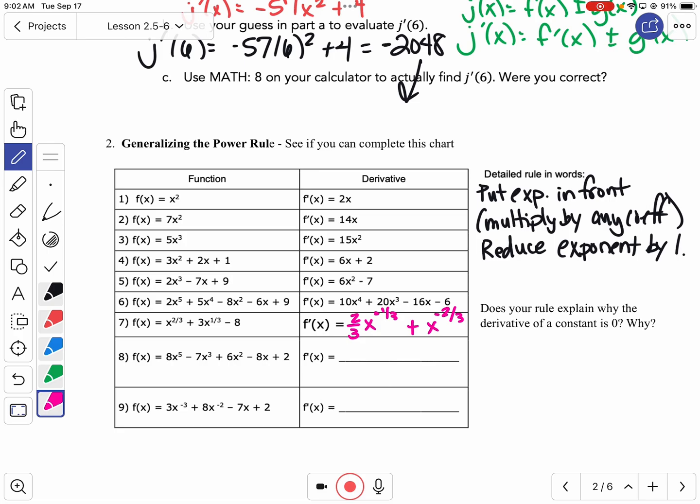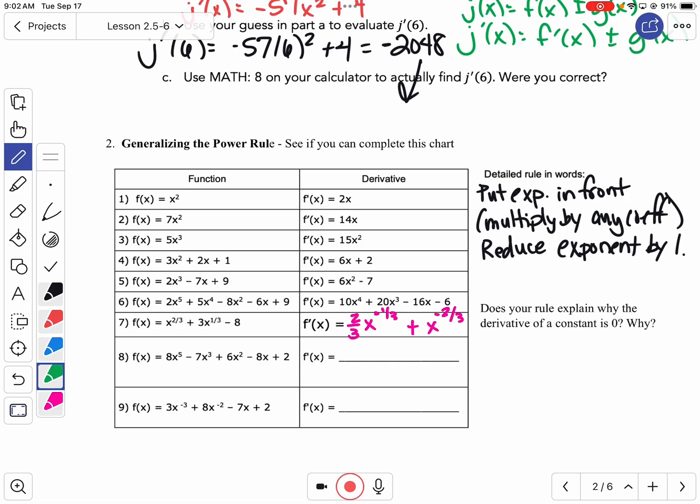Do we care about that? Nope. I mean, we care, but it doesn't affect our derivative. You're correct. We do care, but not in terms of the derivative. Okay? Well, we don't want anybody to feel left out.